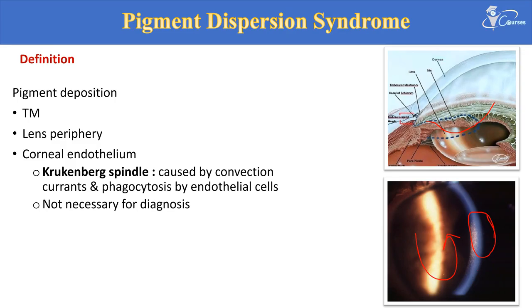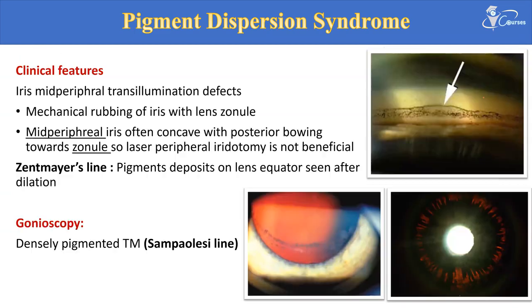Also, this pigment will be deposited on the lens and also in the angle, blocking the angle and resulting in glaucoma. So again, pigment dispersion: not every patient with pigment dispersion syndrome will have glaucoma, but it is a risk factor for developing secondary open-angle glaucoma. Those patients will have very characteristic features.